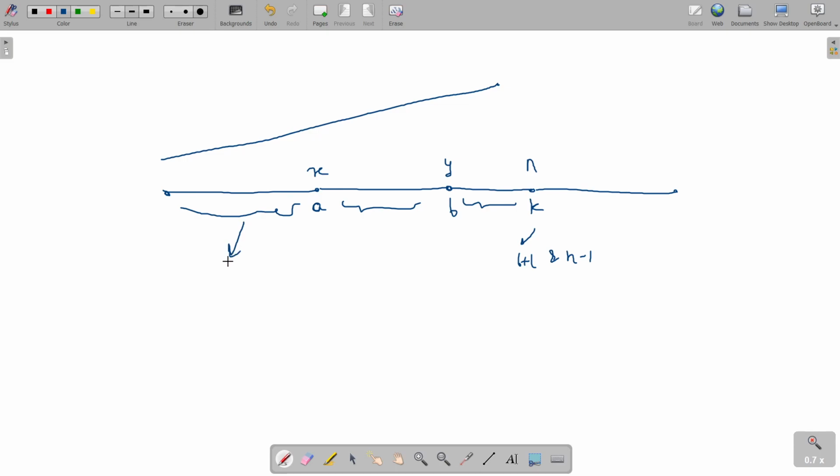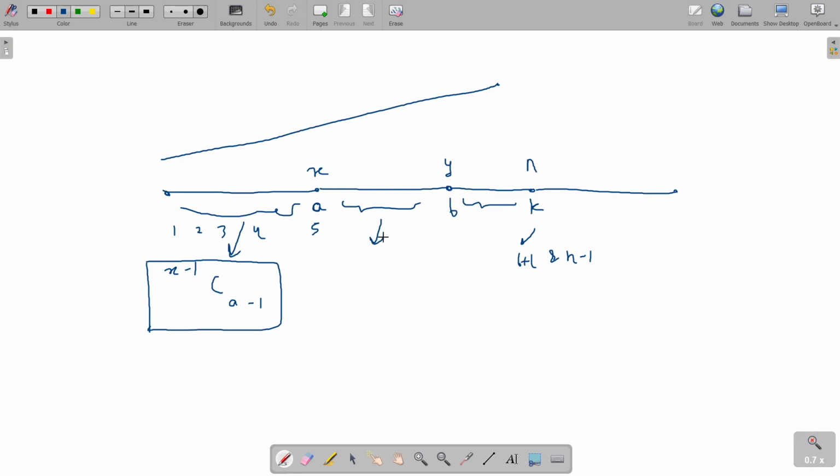So we need to choose a minus 1 values because this is at index a. So suppose this is 1, 2, 3, 4, and 5 index. So we need to choose 4 values, a minus 1 values, such that they are less than x. So from x minus 1 range, we need to choose a minus 1 values. This is the first part.